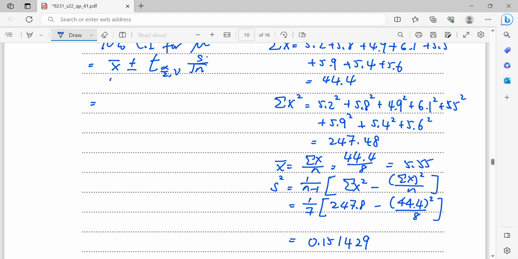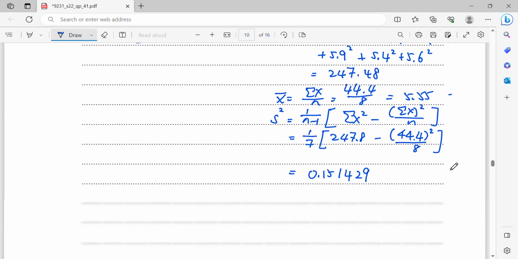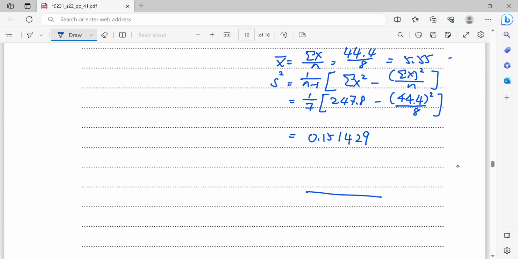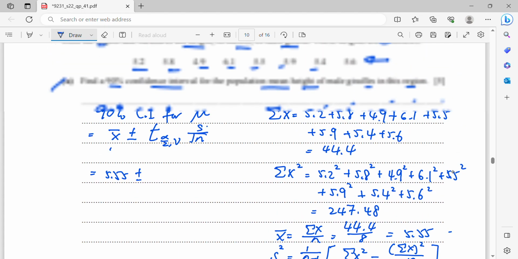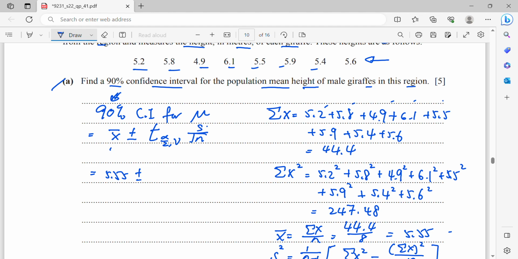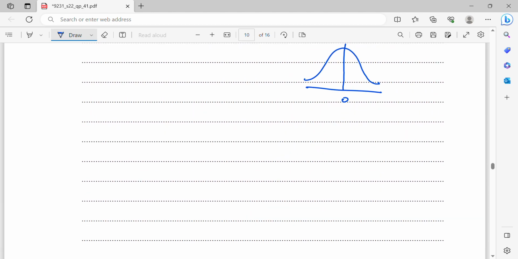Alright, so now substitute back into the formula. Your x bar is 5.55 plus minus the t value. Right, so now let's look at the t graph. So this is our T graph, and then we are finding the 90% confidence interval for mu. That means the region in between is 90%. Okay, in other words, the left and right side will be 0.05. Okay, so that the total region is going to be 1.